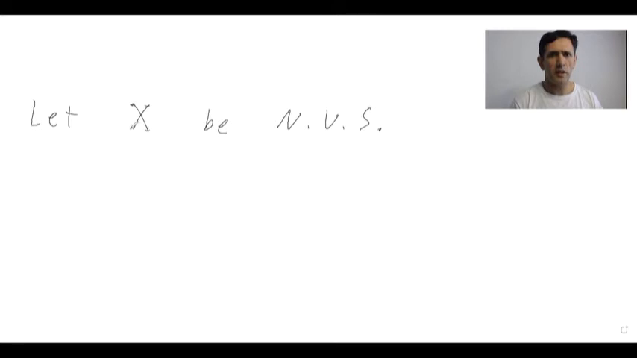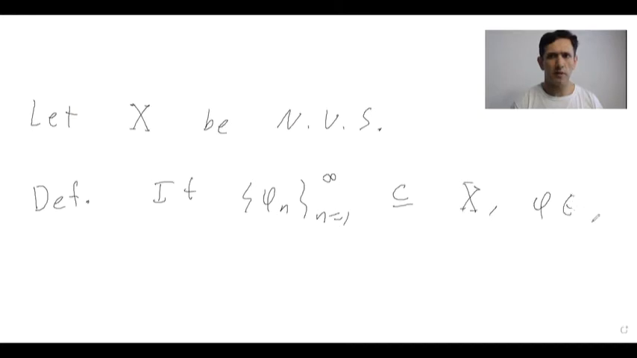So we need a new concept of weak star convergence. Okay, so definition: let's say we have a sequence of bounded linear functionals on X, and let's say we have just some bounded linear functional phi. We say that phi_n converges to phi weak star.